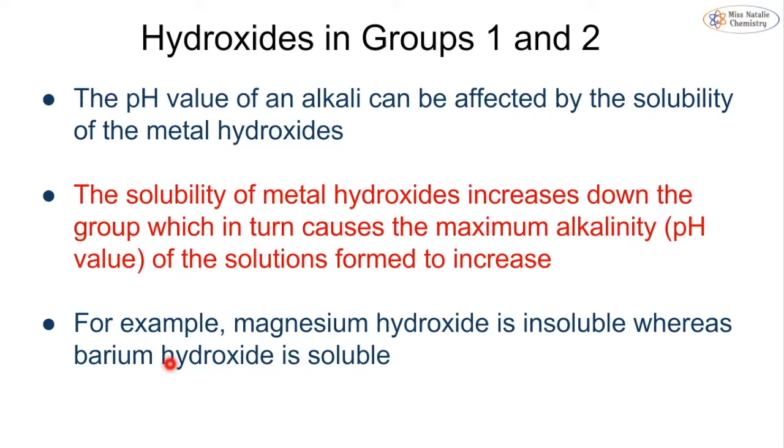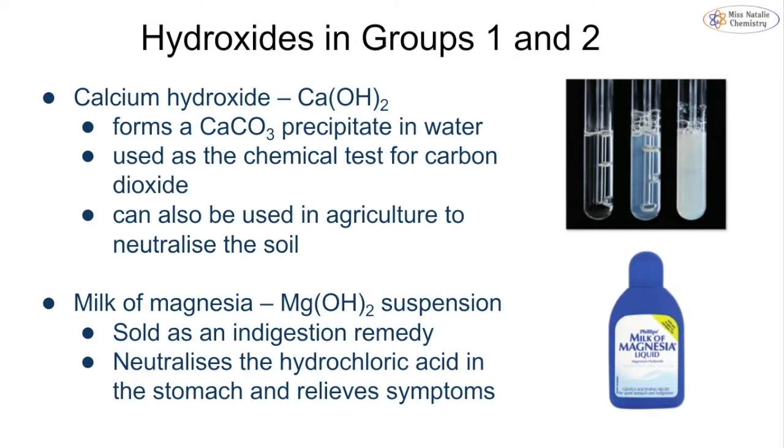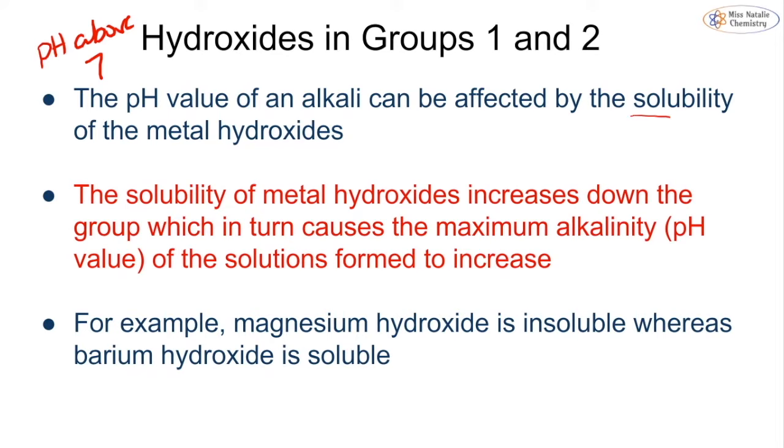Now the hydroxides that we form will again have a pH above 7 because they are of course alkalis, and the pH of the alkali will depend on the solubility of the metal hydroxide. Okay, and what we see for the trend is that the solubility is going to increase down the group. And that means that the maximum alkalinity, or your pH value, is going to increase.